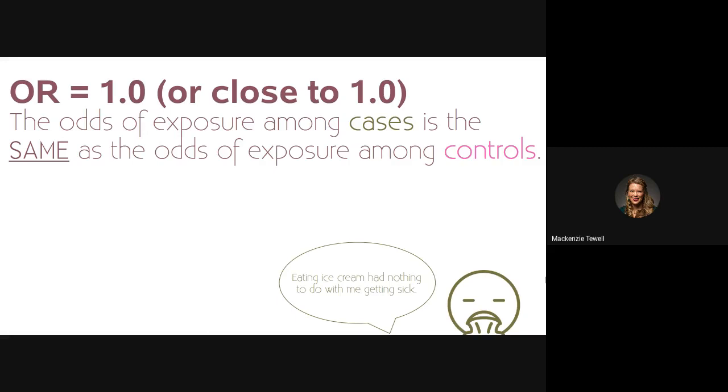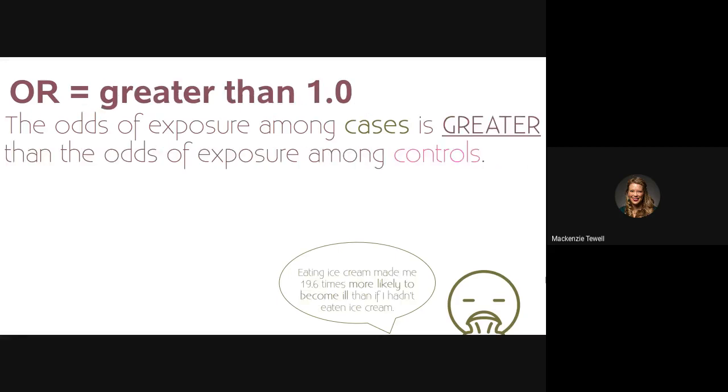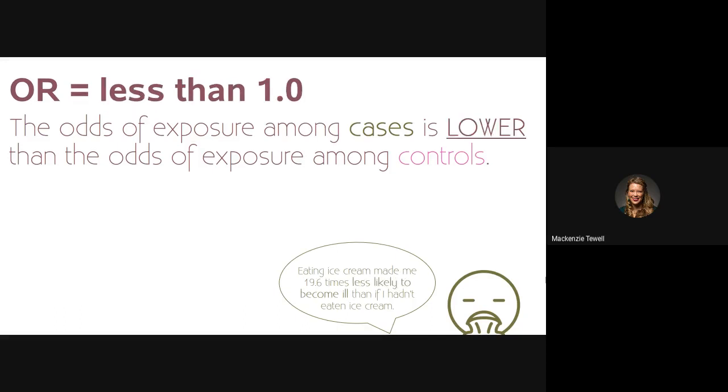Another way to interpret the odds ratio is by understanding what this would mean for your cases versus your controls. If the odds ratio is 1, then the risk of becoming ill after eating ice cream is the same between cases and controls. If the odds ratio is above 1, then there's a greater risk of becoming ill with the exposure of interest. This would mean that those who ate ice cream are almost 20 times as likely to become ill after eating that ice cream. If it is below 1, then those who ate ice cream are almost 20 times less likely to become ill.